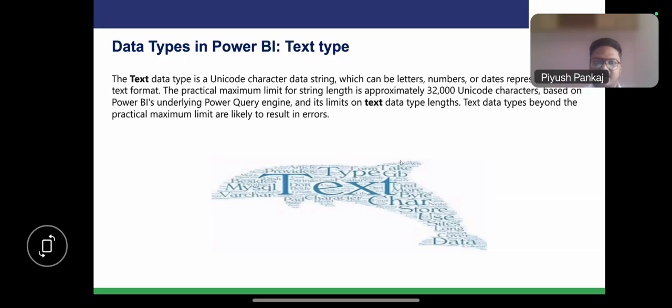If we talk about the practical maximum limit, the string length is approximately 32,000 Unicode characters. Power BI is underlying its own Power Query engine, and it has its limits on the text data type by the type length. You can also mention the length. If it goes beyond that limit, you may get errors. But these 32,000 Unicode characters are more than enough to work on.